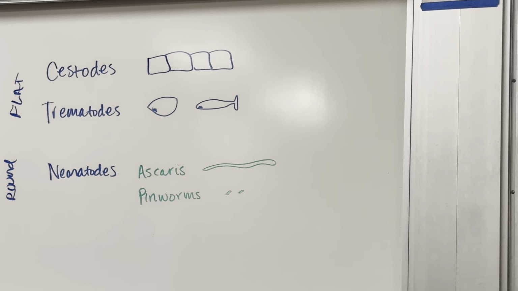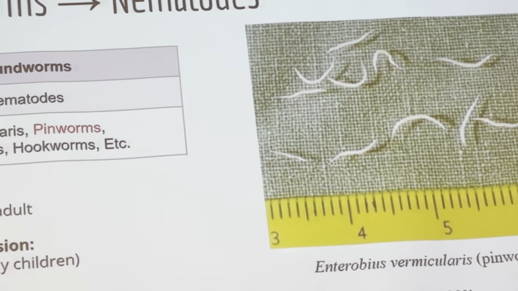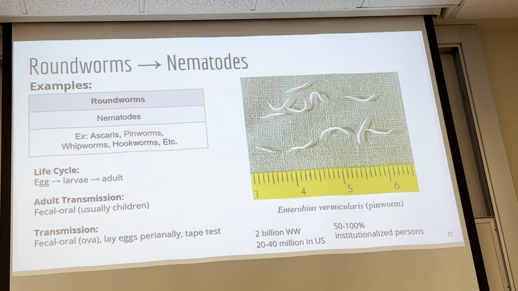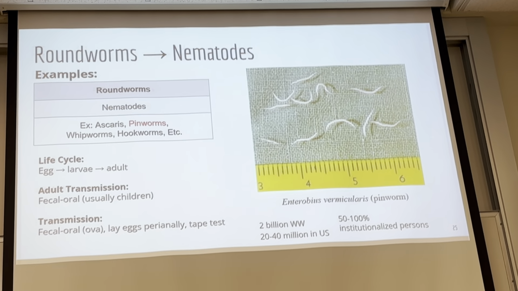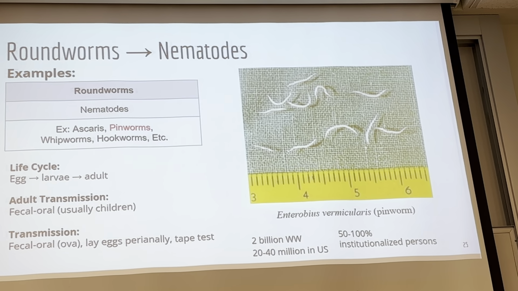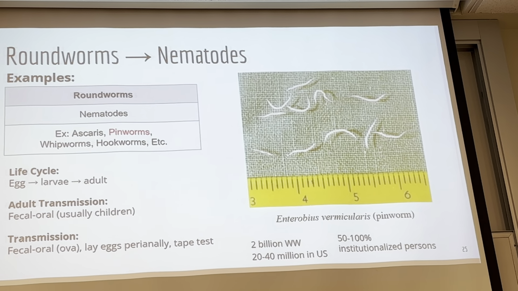So 2 billion worldwide. How many people are there on the planet? 8 billion? 2 billion people have pinworms. It's actually really common in the United States. 20 to 40 million people. That's a lot. But also it's a lot of children. This will pass easily between children.